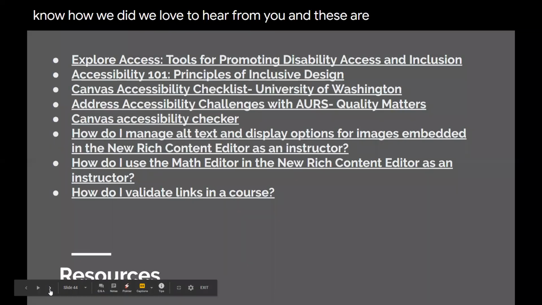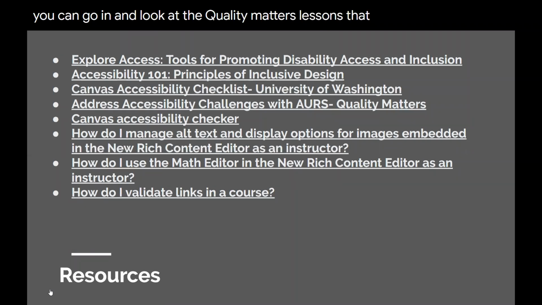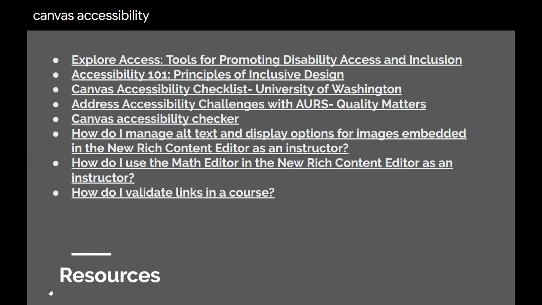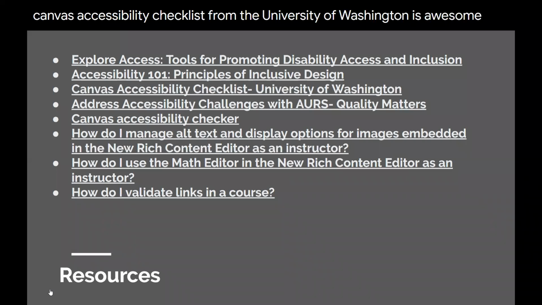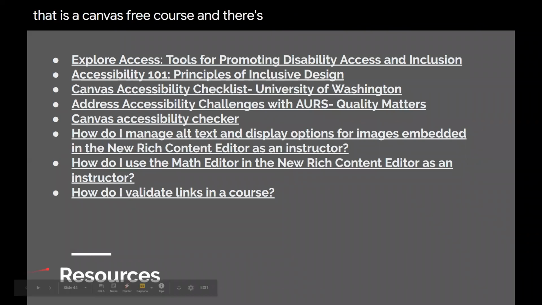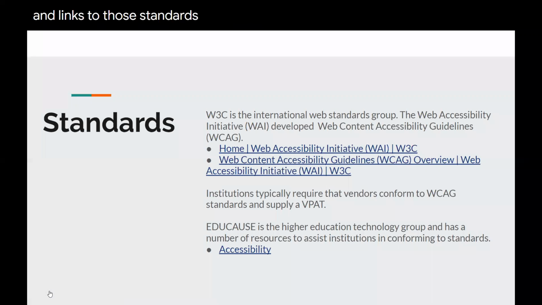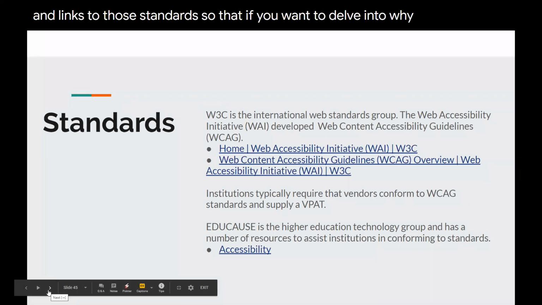And these are resources that you can go to. I would love to be able to go click on them to show you everything that is available. But you can go to Quality Matters, and it is a free resource, and you can go in and look at the Quality Matters lessons that talk about that. The Canvas accessibility checklist from the University of Washington is awesome. There's actually a course called Accessibility 101: Principles of Inclusive Design that is a Canvas free course, and there's just so much. Here are some standards and links to those standards so that if you want to delve into why they are the way they are.